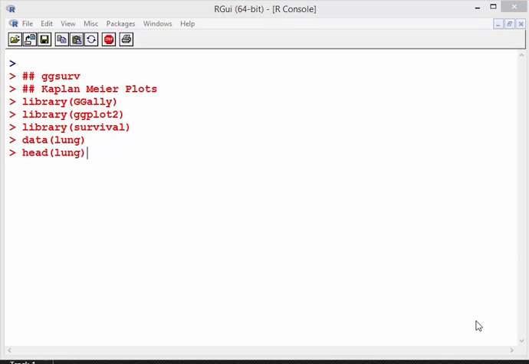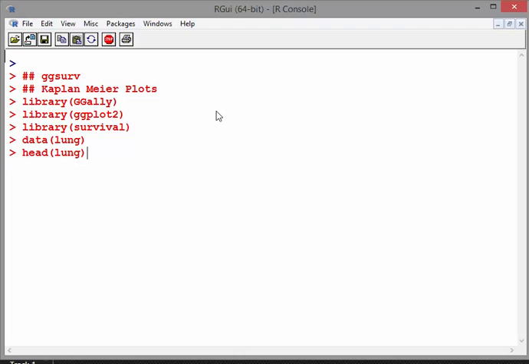Okay, in this presentation, we are going to look at the ggsurv command. The ggsurv command is used to create Kaplan-Meier plots. Now, Kaplan-Meier plots are used in a branch of statistics called survival analysis.